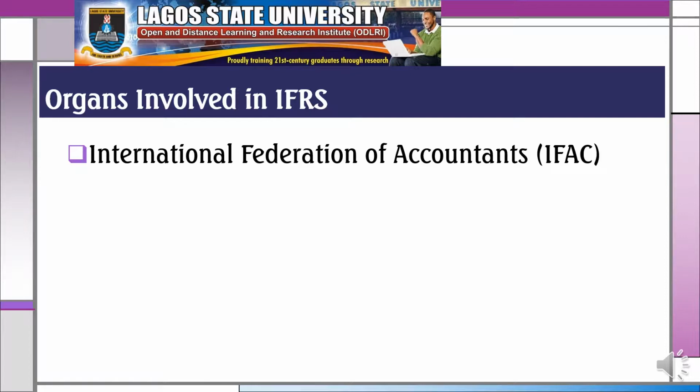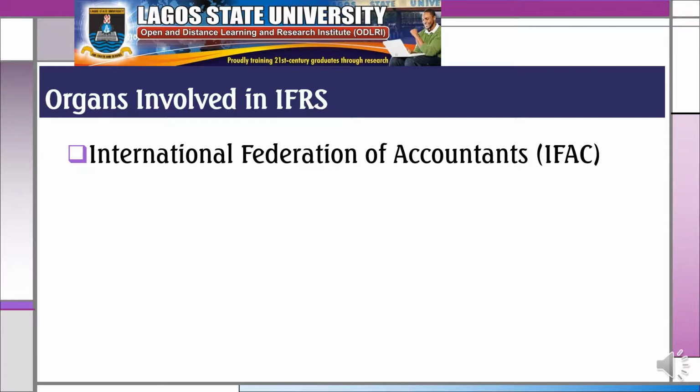And IFAC is known to be the number 1 promoter of IFRS. They are the number 1 backer. They are the number 1 promoters of what? IFRS. They have supported IFRS projects in many ways, including funding, including technical expertise.